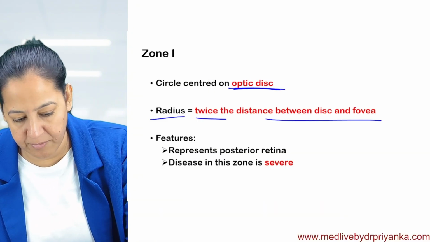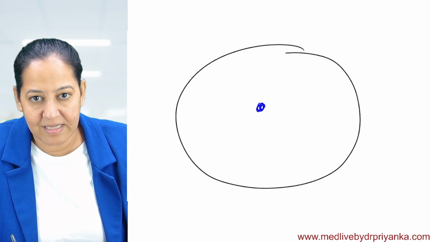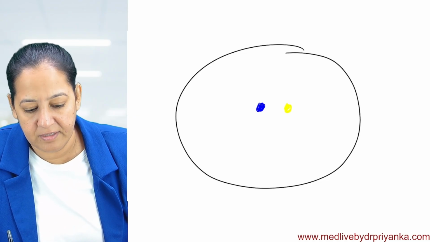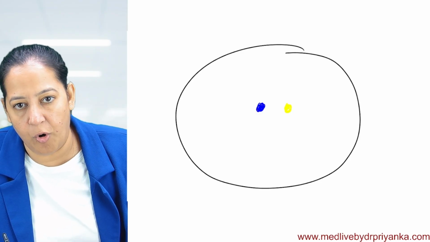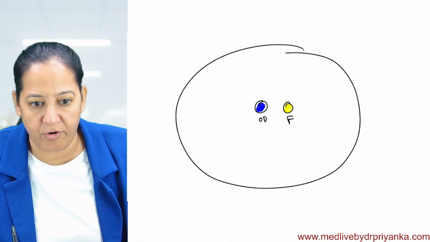I hope you got it. I'm drawing it for you. Everyone see, this is the retina. This is the optic disc. This is the fovea. So I have drawn the optic disc, and this is the fovea. Fovea is the center of the macula.